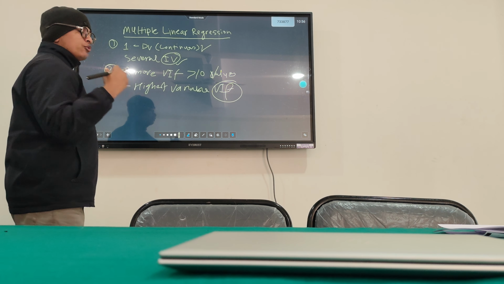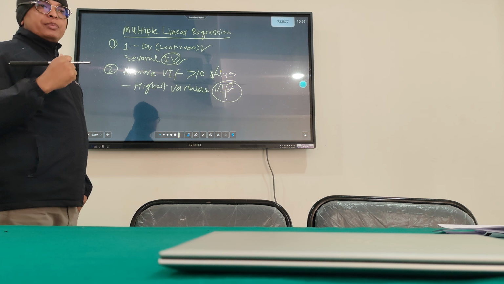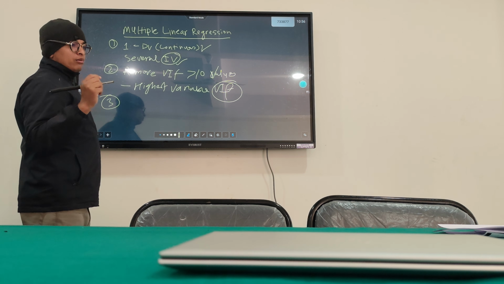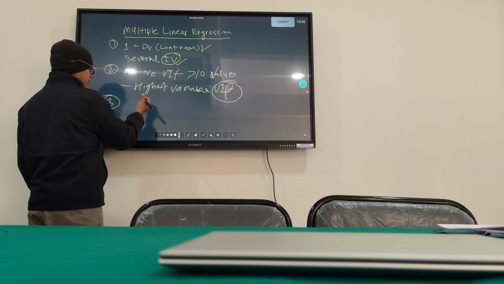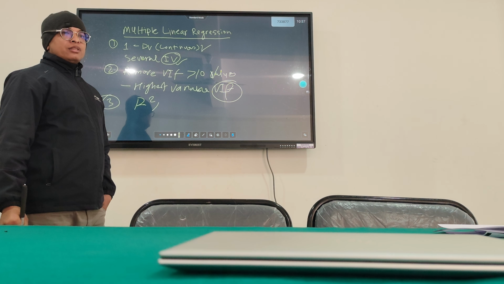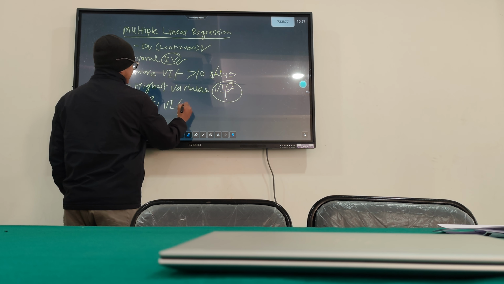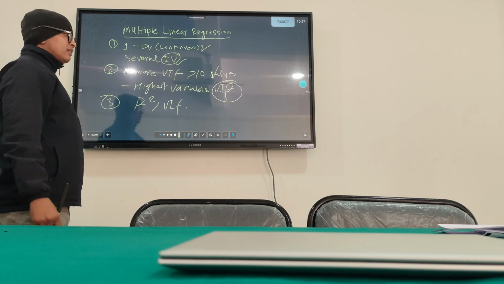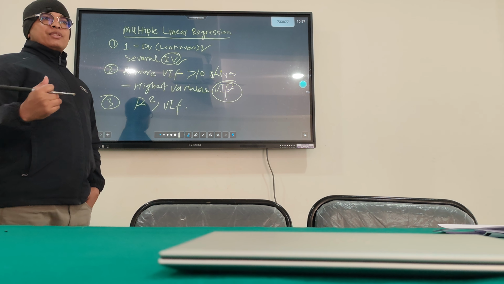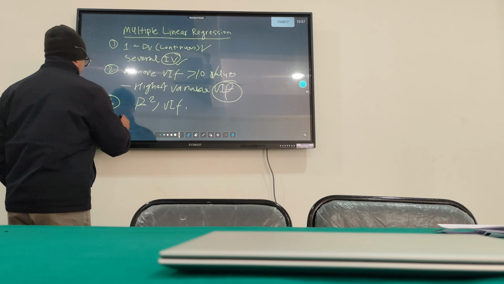Ultimately there should be no high VIF left at the end, so that you can fit this linear regression model. There is one more thing: you need to see R square also, and VIF also. Those are the major points you have to look at in order to test variables through multiple linear regression. Okay, so let me go to the next one.